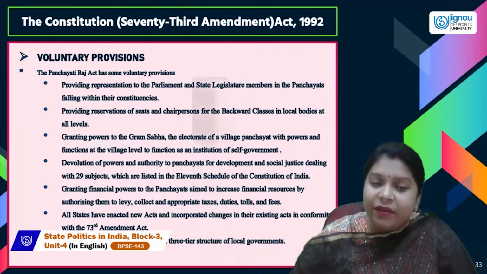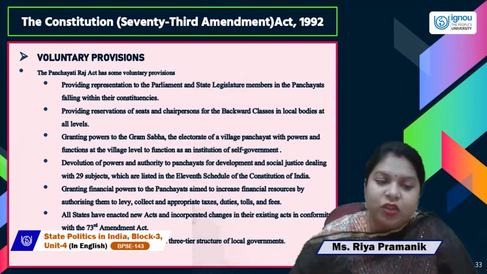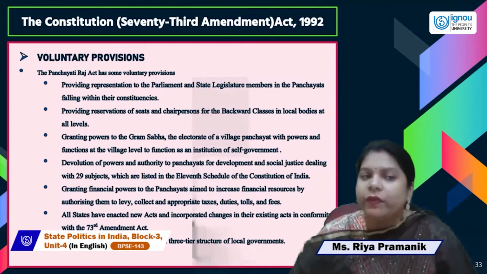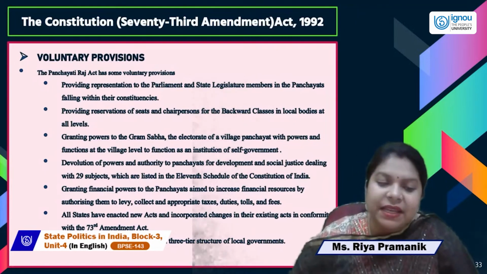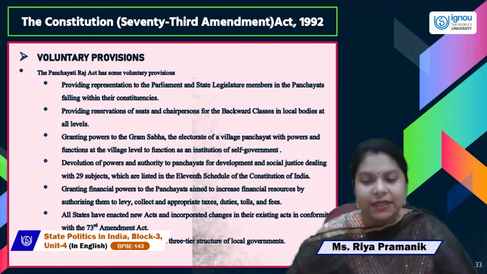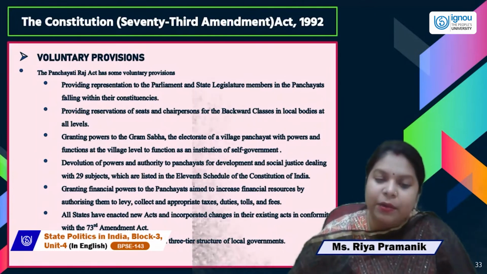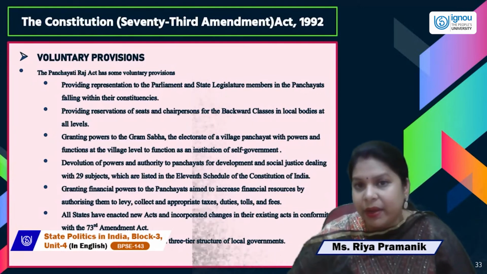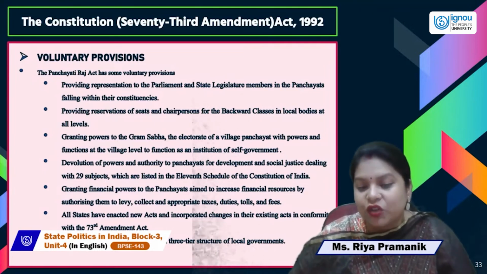Next is the devolution of powers and authority to panchayats for development and social justice, dealing with 29 subjects which are listed in the 11th Schedule of the Constitution of India, which we will be learning next. Granting financial powers to the panchayats aims to increase financial resources by authorizing them to levy, collect, and appropriate taxes, duties, tolls, and fees. Similarly, all states have enacted new acts and incorporated changes in their existing acts in conformity with the 73rd Amendment Act, as a result of which they now have a uniform three-tier structure of local government.